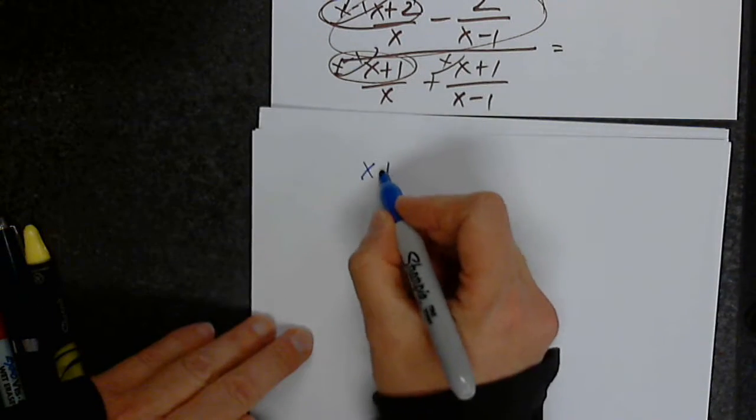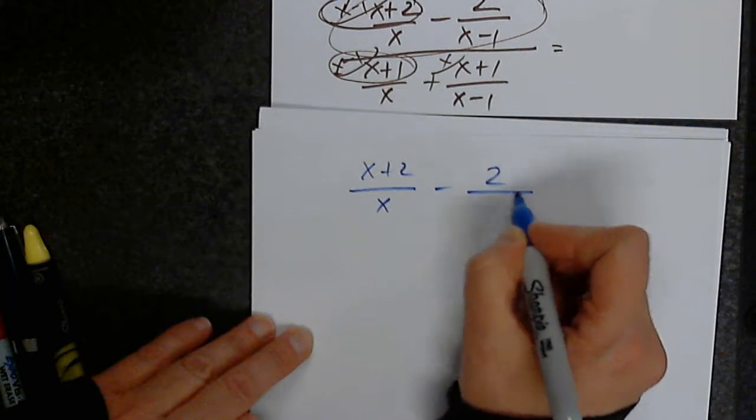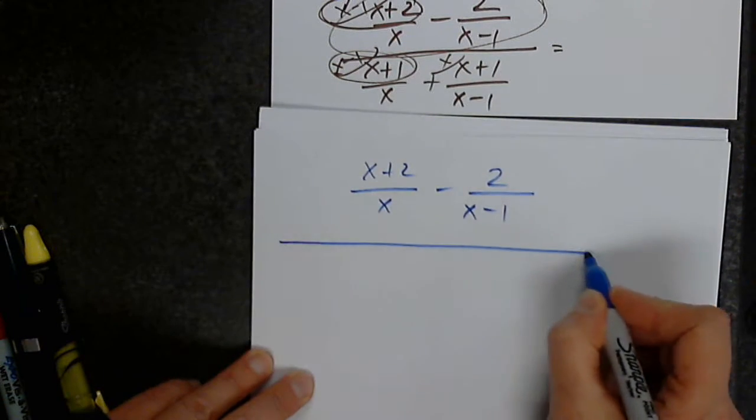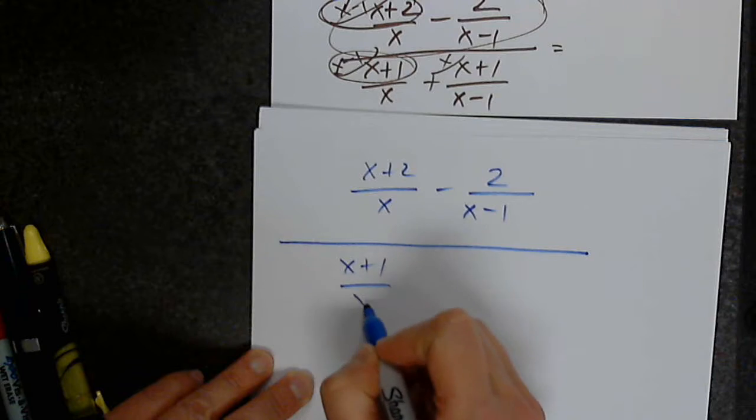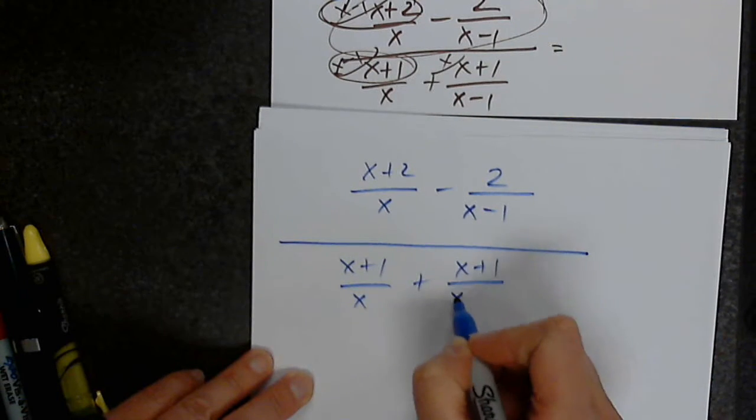So the problem is (x + 2)/(x - 2)... over (x - 1), and everything divided by x plus 1 over x plus (x + 1)/(x - 1).